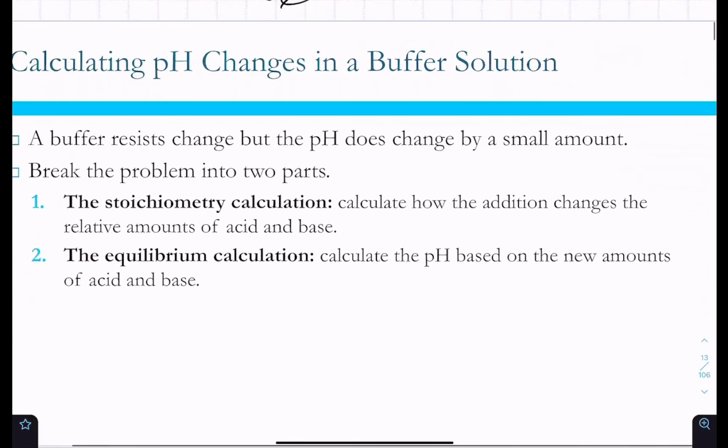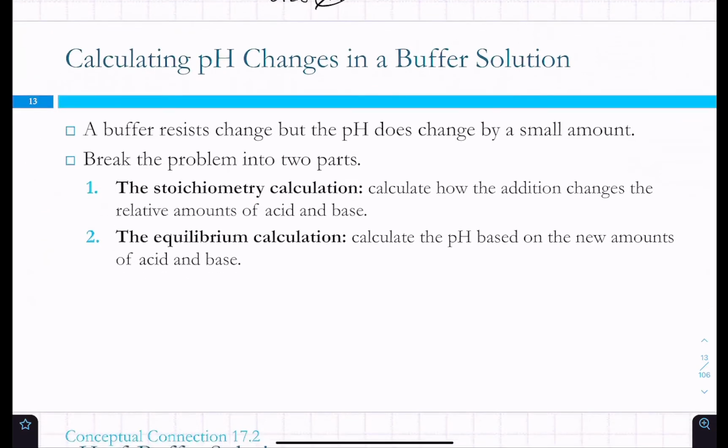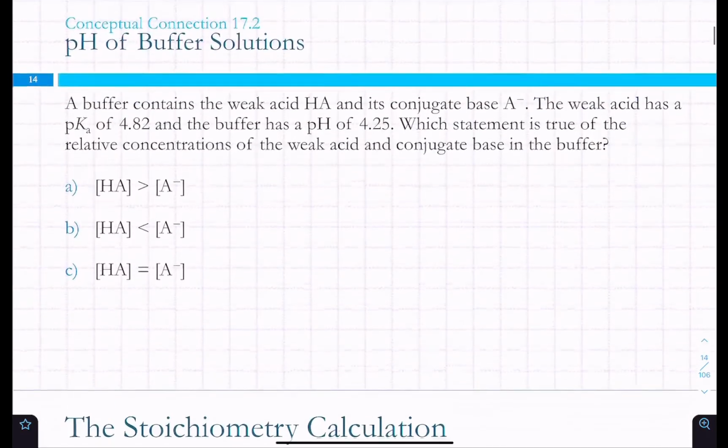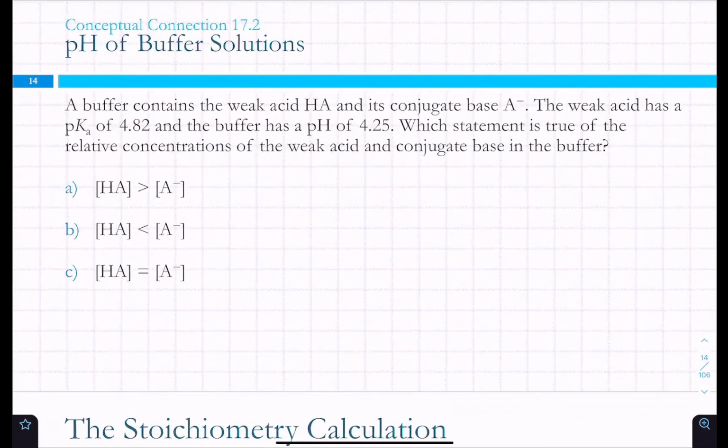So once you've done that, then you can do the equilibrium calculation, which is the ice table, or the Henderson-Hasselbalch equation. So if a buffer contains the weak acid HA and its conjugate base, A minus, the weak acid has a pKa of 4.82, and the buffer has a pH of 4.25. Which statement is true of the relative concentrations of the weak acid and the conjugate base in the buffer?